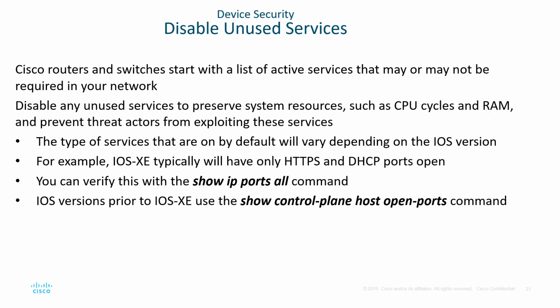For example, IOS XE typically will have only HTTPS and DHCP ports open. You can verify this with the show ip ports all command. For IOS versions prior to IOS XE, you will use show control-plane host open-ports. So make sure you do take a look around, see what's open in your system, and close what you're not utilizing, just like you know now to do on your switches. Whatever ports are not being utilized on your switch, you shut them down.